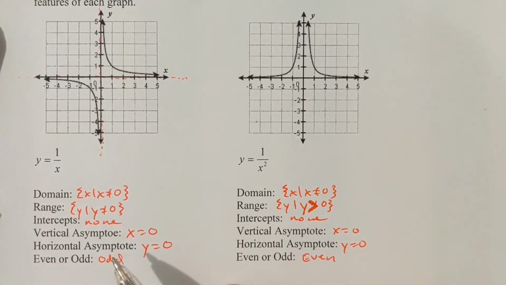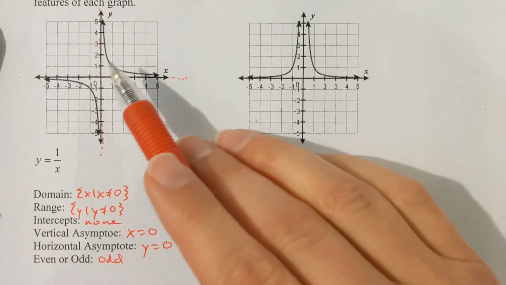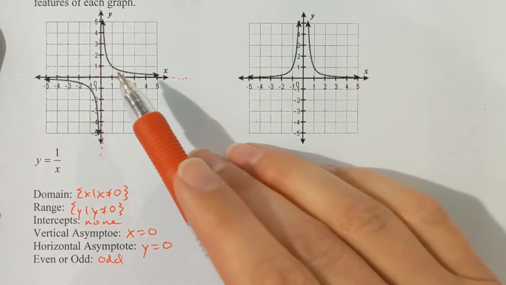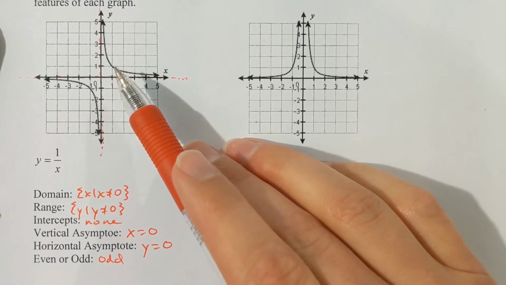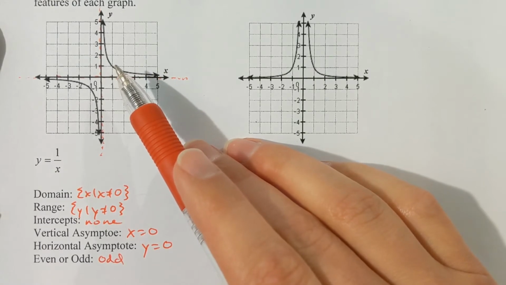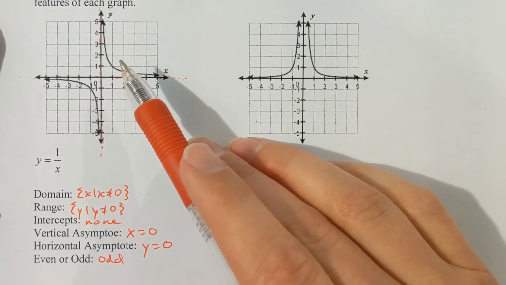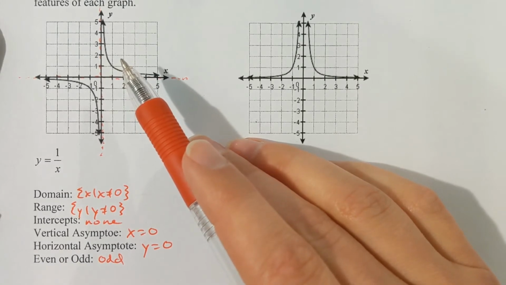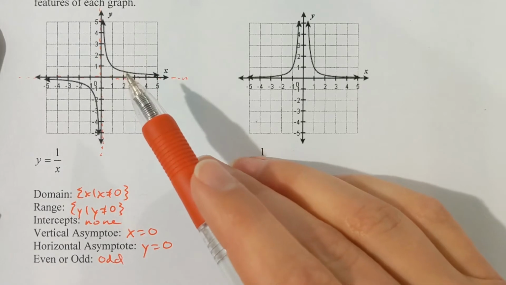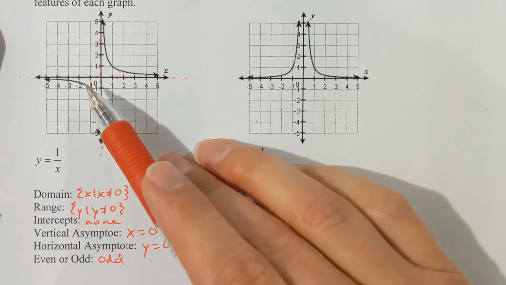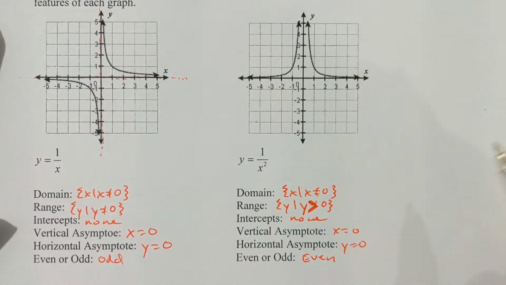This would be an odd function because, remember, an odd function is always symmetric to the origin. Any point that's on the graph, the negative of that point would also be there. Okay, so like if the point x, y is on the graph, negative x, negative y would also be there. Here's 1, 1 is on the graph, negative 1, negative 1 is also there.